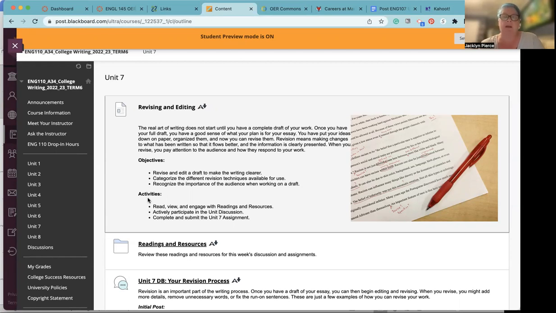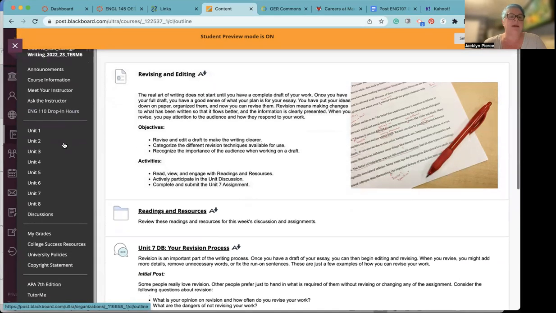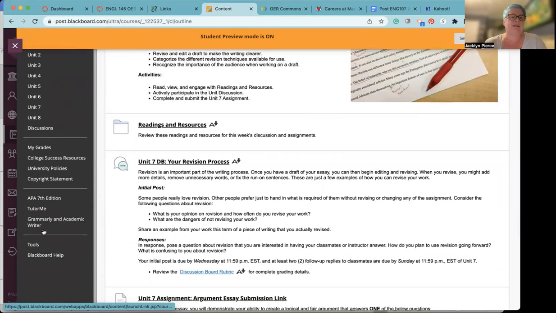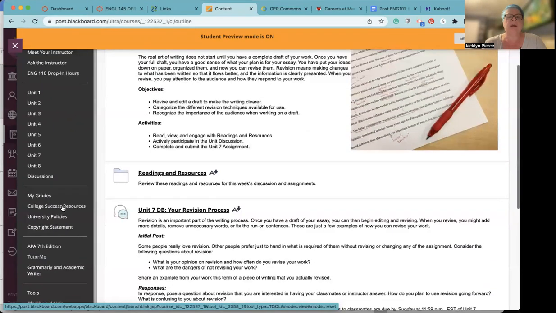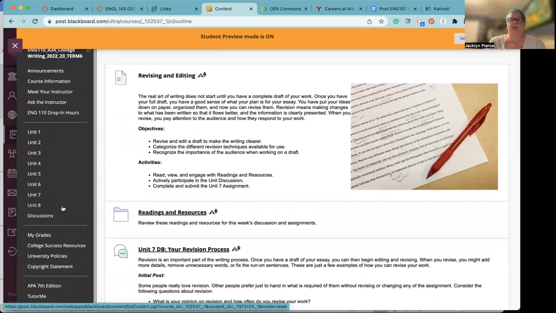But before you submit it this coming Sunday, you are going to need to look it over and revise it and edit it. You also are welcome to utilize the resources that Post has for you, such as the Tutor Me service. I will remind you that if you scroll down over on the left-hand side, Tutor Me is right below the APA 7th edition information, and you can get some extra help with your paper one-on-one by using the Tutor Me system. So we are going to be learning about what revision is and editing and what's the difference between the two of those things.